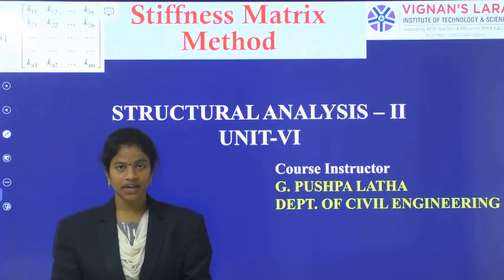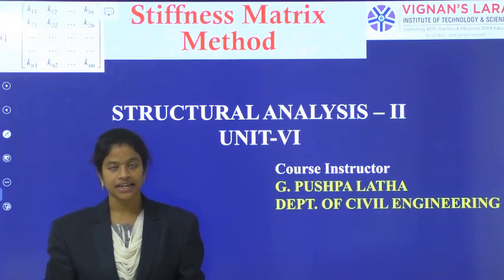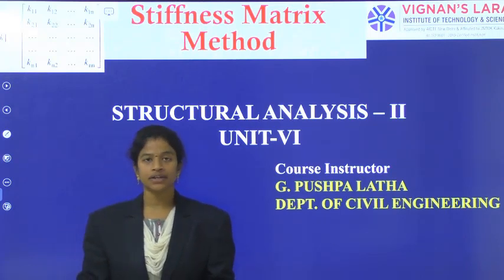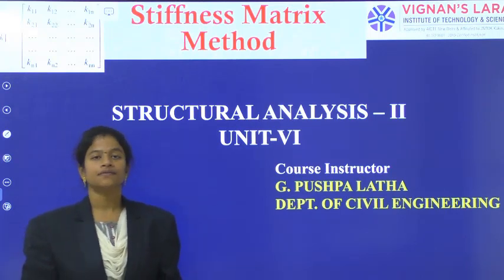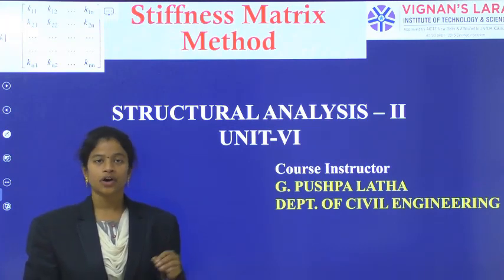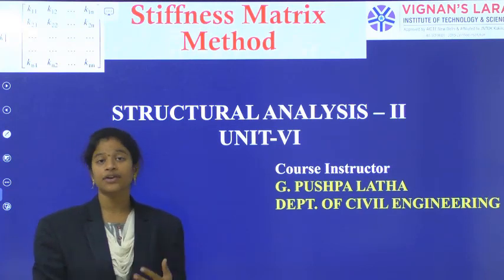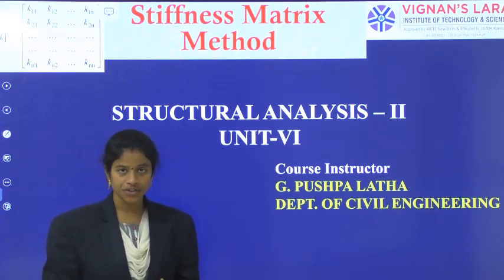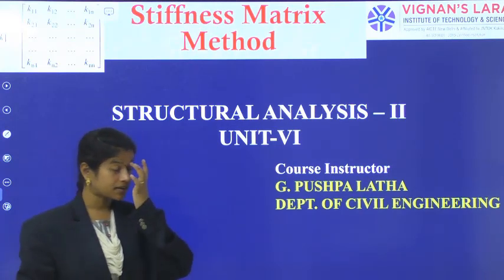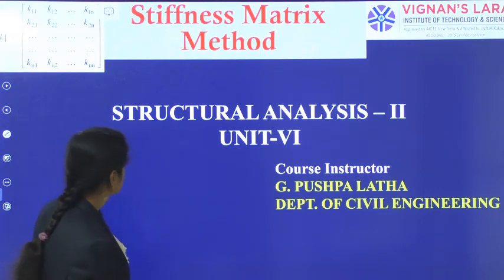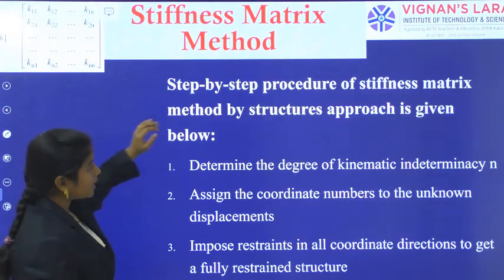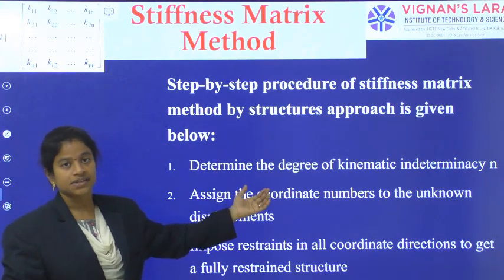So in the previous class we started the stiffness matrix method for the analysis of the structure. There we gave our step-by-step procedure for analyzing any structure for the support reactions, or what the unknowns are. Those unknowns we use in the matrix method. In that we went for the stiffness matrix method, and here is a quick revision of the step-by-step process.